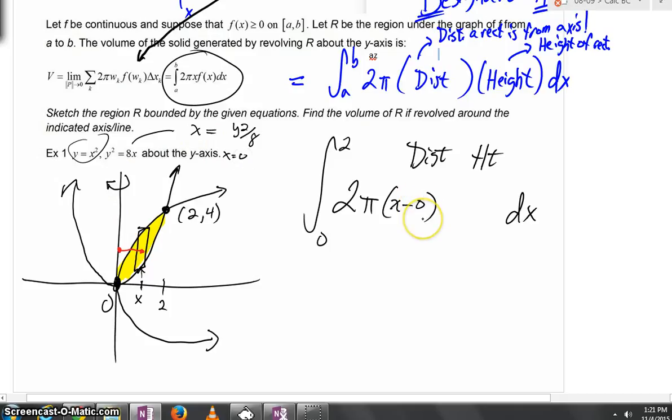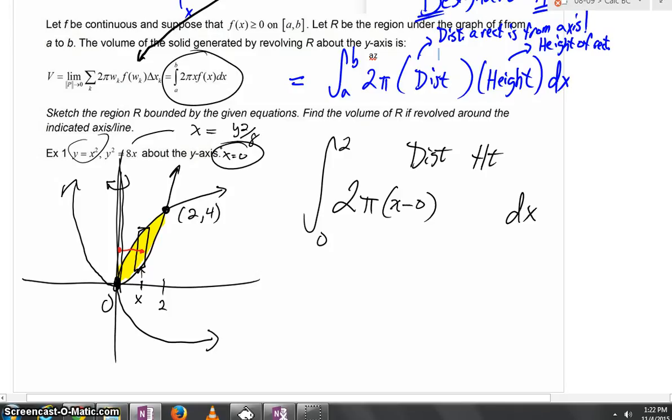I could call that x minus 0. I always want to confirm right minus left or top minus bottom to help you out. Yes? Where'd the 0 come from? The 0 comes from the y-axis right here, from where I'm revolving around. That's the line x equals 0. Okay? Yes? How about the x?